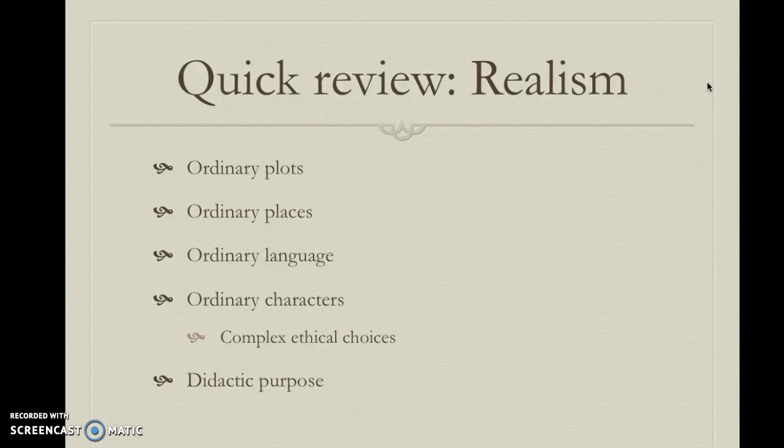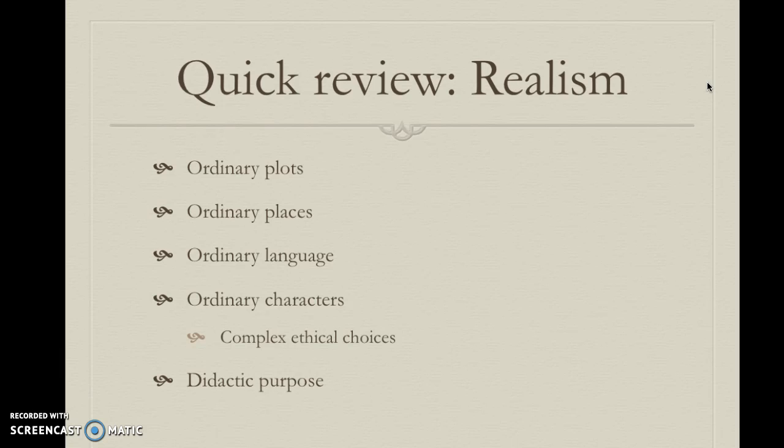so go ahead and grab that. Okay, so quickly let's review realism. You know from last week that the key word in realism is ordinary. These authors tended to write about ordinary things, ordinary plots, ordinary settings, characters using ordinary language, dialect, ordinary characters, and often the plots featured the complex ethical choices that these characters would make.